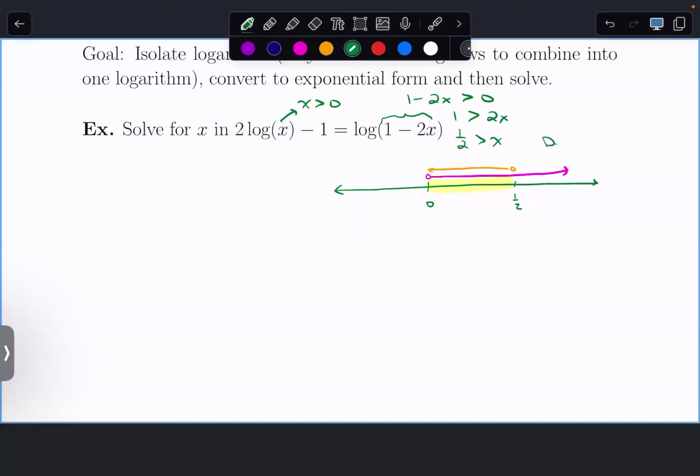So we say the domain then is between 0 and 1/2. Round brackets because we're not including 0 nor 1/2. So very small domain.